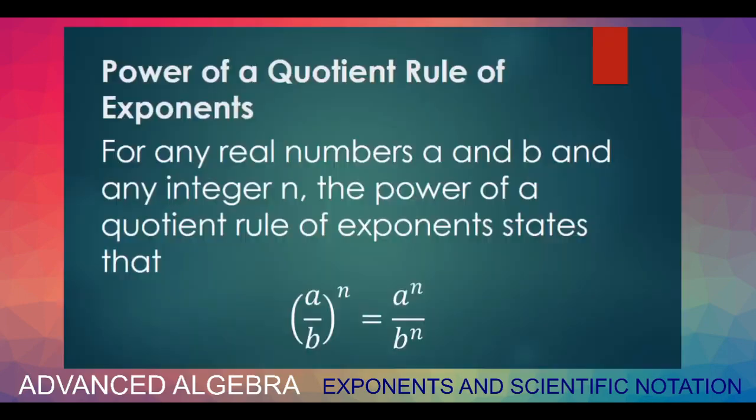So next tayo. So yan. Power of a quotient rule of exponents. So for any real numbers a and b and any integer n, the power of a quotient rule of exponent states that the quantity of a over b raised to the n power is a to the n power over b to the n power. So kumbaga, yung exponent natin na nasa labas, i-distribute mo siya sa numerator and denominator. Okay? So magbigay tayo ng example.